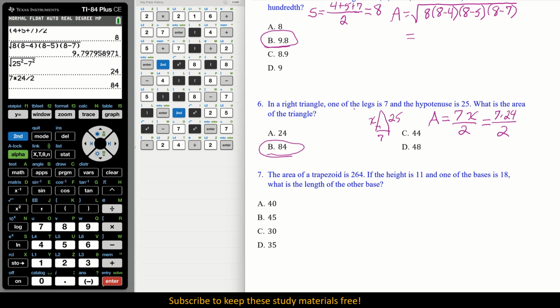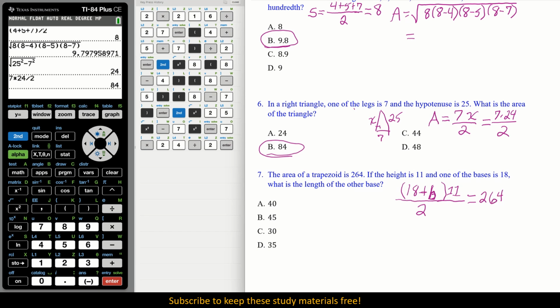We know that a trapezoid is base 1 plus base 2 times height divided by 2. So we'll do 2 here. And then, all right, what's our height again? 11. And then we have one base is 18. And then we have one unknown base. And this whole thing is 264.